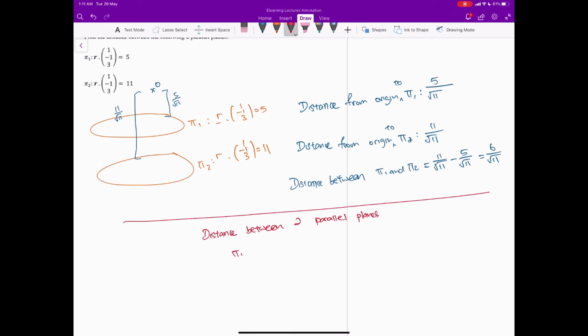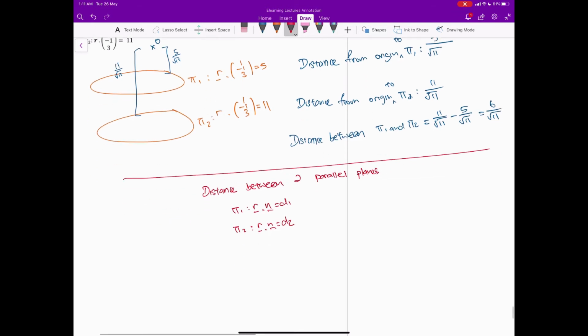Say plane 1 is r dot n equal to d1, plane 2 is r dot n equal to d2. Take note, d1 and d2 are just constants. You need to make sure that the normal is the same first. If the normal is not the same, you have to change it to be the same, otherwise you won't be able to use this formula. The formula is the modulus of d1 minus d2 over the modulus of n. Take note, this is the formula that we are looking at.